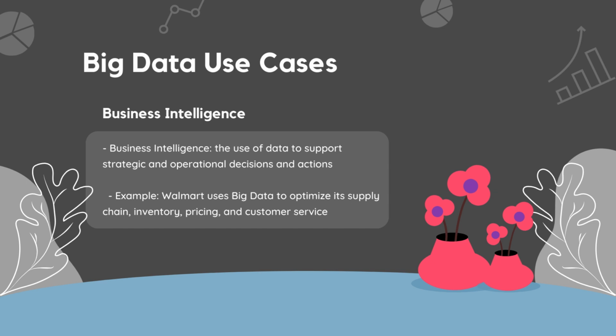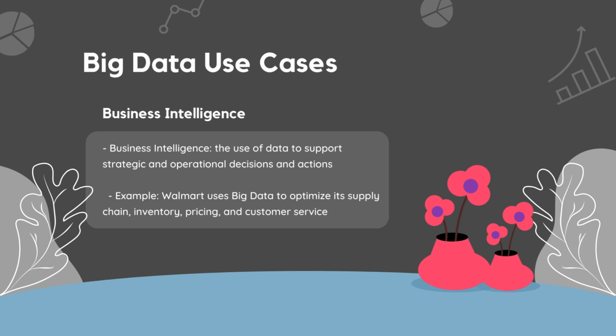Business intelligence. This is the use of data to support strategic and operational decisions and actions. Business intelligence is like a compass that guides businesses to navigate the market, the competition, and the customers. Business intelligence can help businesses optimize their processes, products, services, and strategies, and improve their performance, profitability, and customer satisfaction.